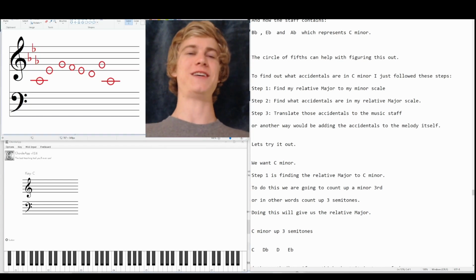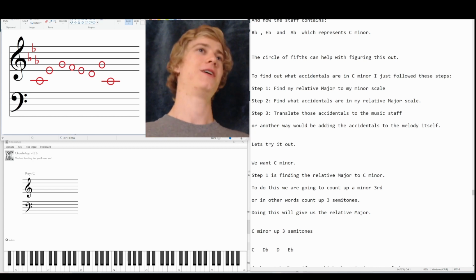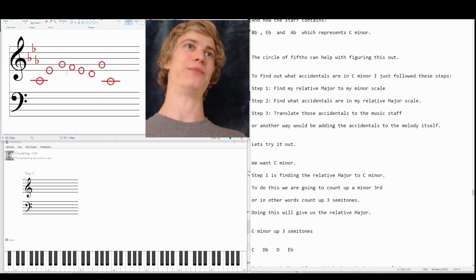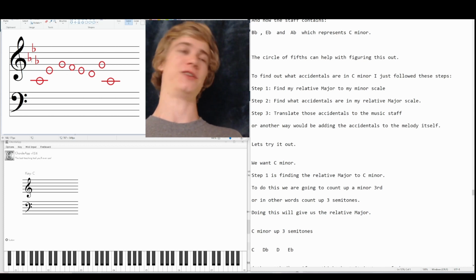Okay, so as you can see, things might look a little familiar here. We have the same melody like we started, and it starts on C just like the first example, but now we're in a different key signature. We're in C minor.